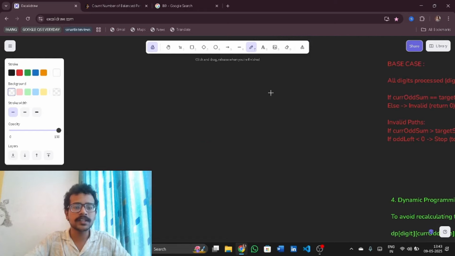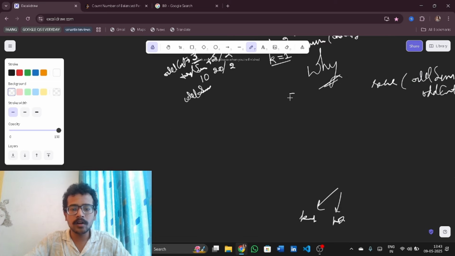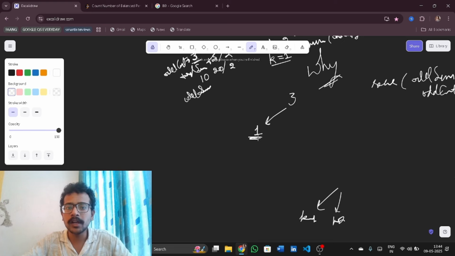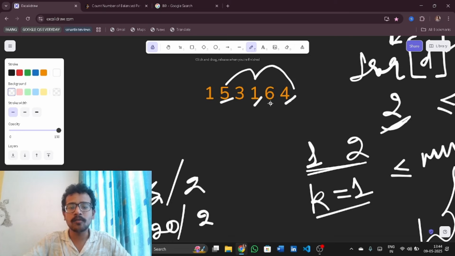So here the recursion comes into the picture. I take k equal to 1, and k equal to 2, up to the minimum of frequency of digit and remaining odd count. The odd count at first will be 3. Then after placing a 1 in an odd index, the remaining odd count will be decremented. Now the question in your mind: what about even?